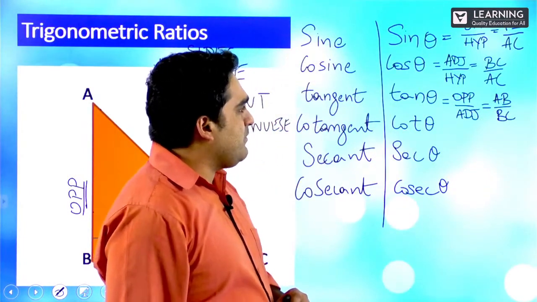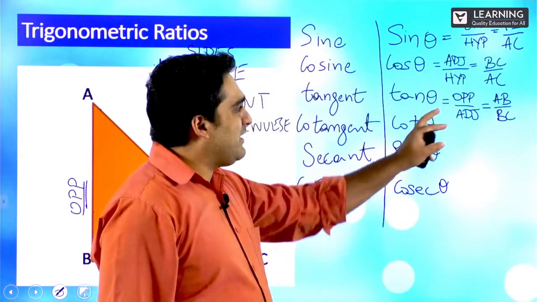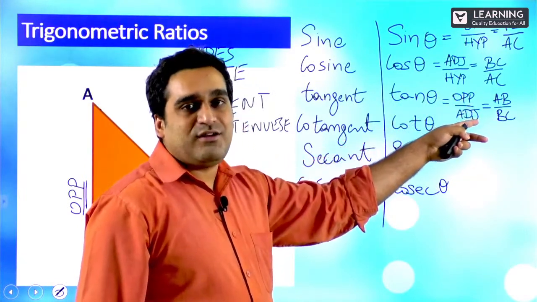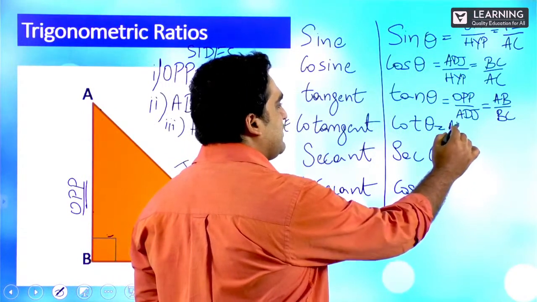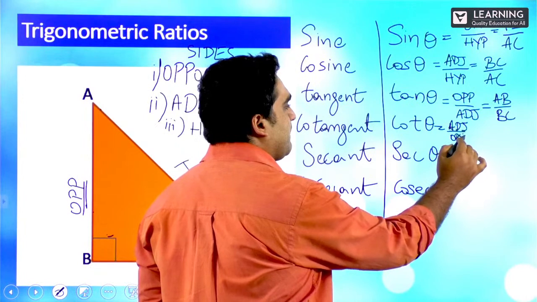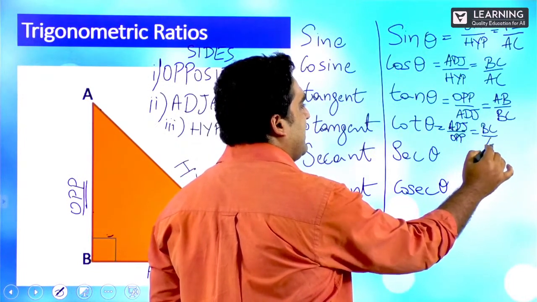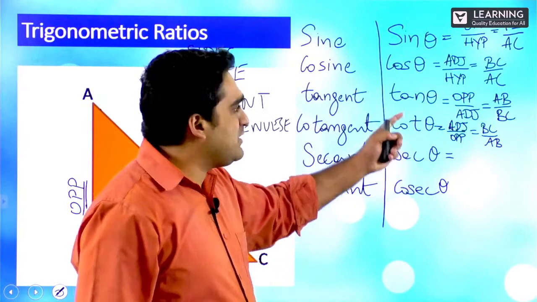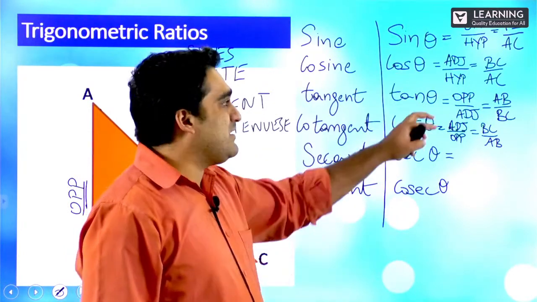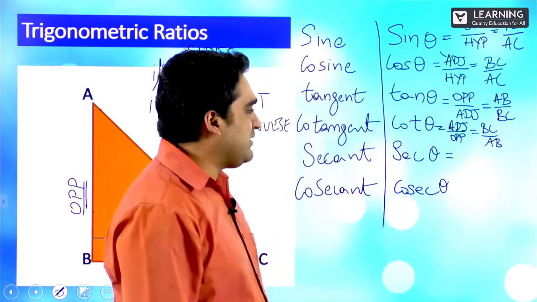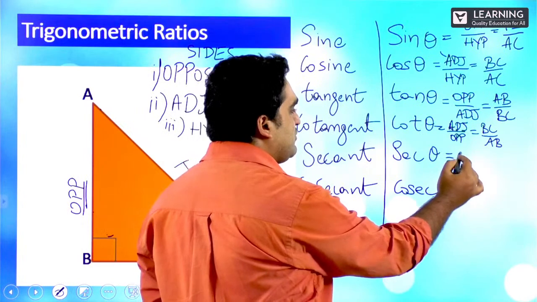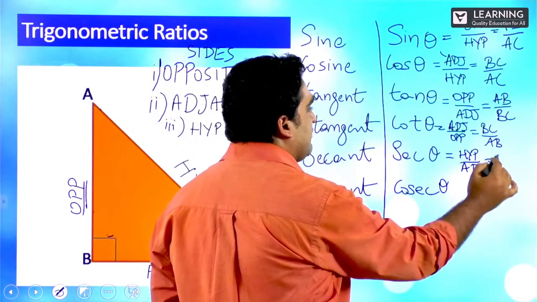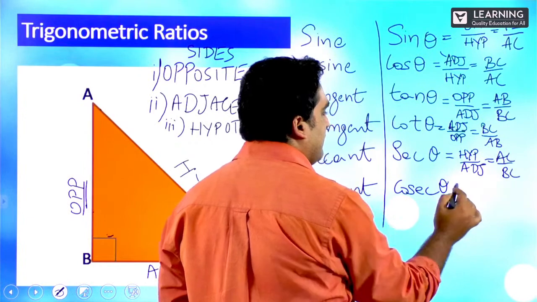Next is cot theta. Cot theta, surprisingly, is the inverse of tan theta. So all you have to do is take the reciprocal of the given ratio, which would be adjacent by opposite, which is BC by AB. Similarly, secant theta is the inverse of cos theta, meaning it is the reciprocal of the ratio of cos theta. So cos theta is adjacent by hypotenuse, so secant theta will be hypotenuse by adjacent, which is equal to AC by BC.